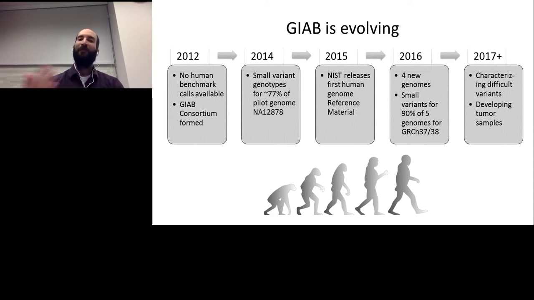And then for the past couple years and going forward, we're really focusing on characterizing difficult variants and difficult regions of the genome for these germline genomes, as well as developing tumor samples and then developing methods to characterize these tumor samples.